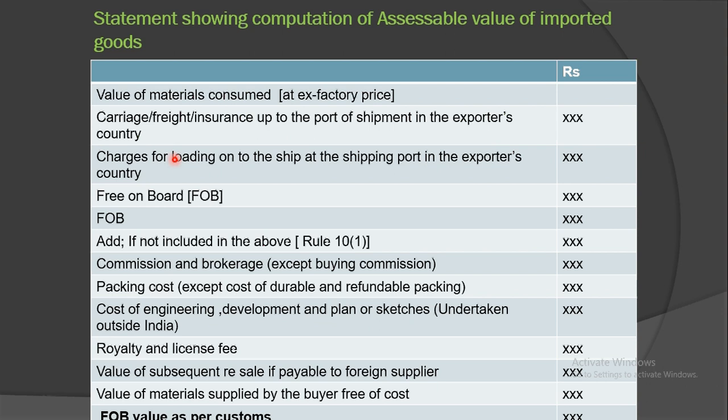Okay. So after this, we will add a few things, if they are not already added in this value, which come under rule 10. That's why I'm saying rule 3 we will study with rule 10. As per rule 10, we will add any commission and brokerage, but excluding buying commission, which is paid by the buyer, that is, by the importer.